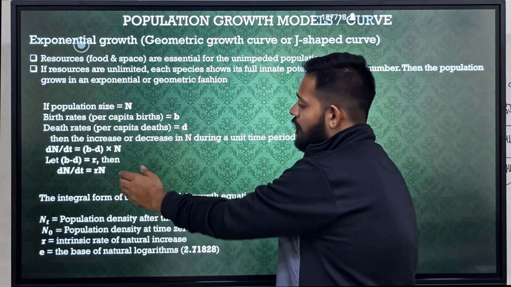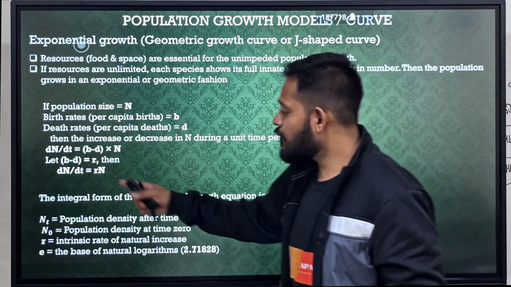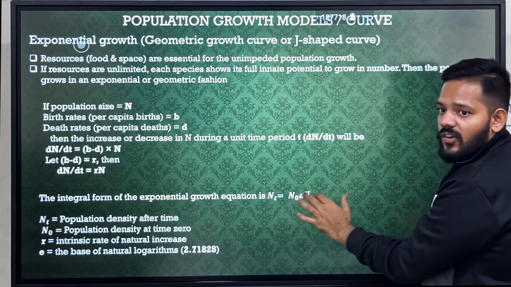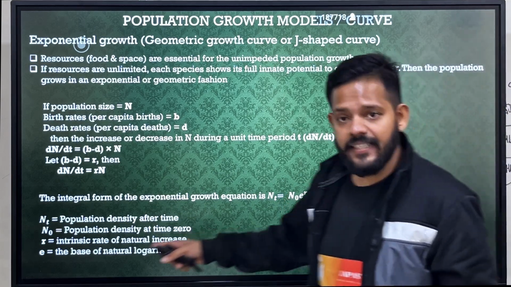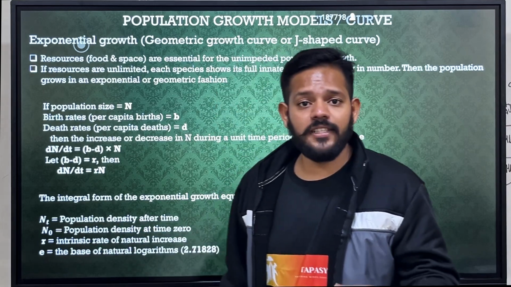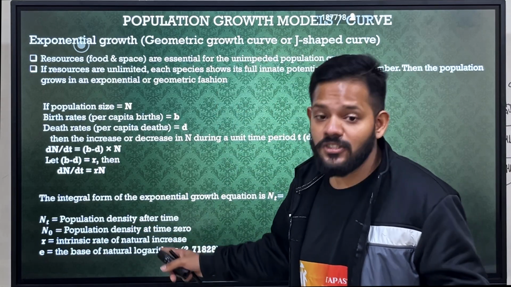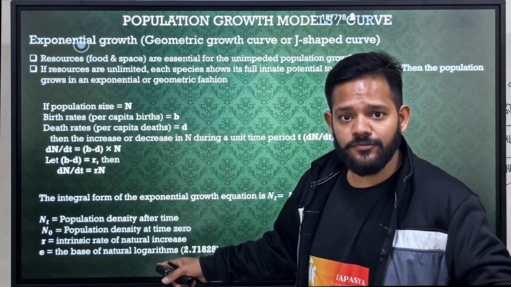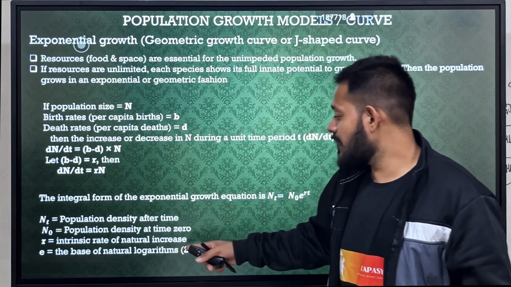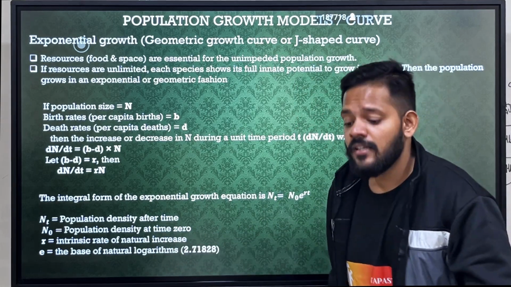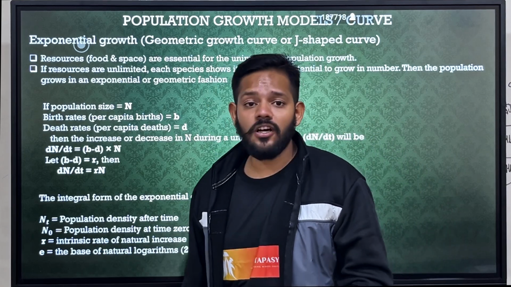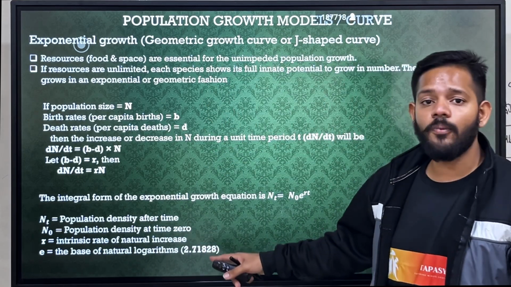So when we integrate dN by dt equals to rN, we get Nt equals to N naught e to the power rt. Here Nt is the population density after a given time, N naught is the population density at time zero, meaning the starting point of the graph. r is the intrinsic rate of natural increase, meaning the population increase which is happening in the group. And e is the base of natural logarithm, whose value is 2.71.